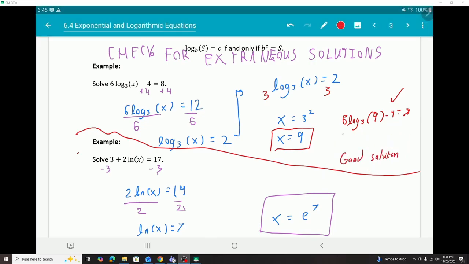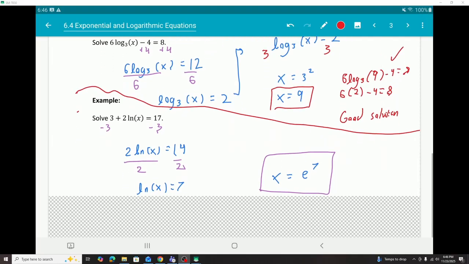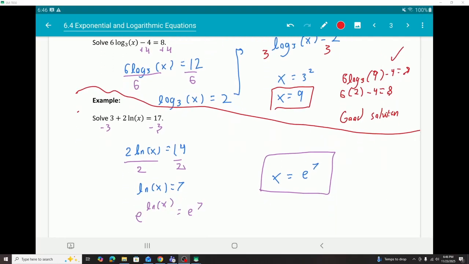And just to be 100% sure, what's happening is 6 times 2 minus 4 equals 8. You can check the numbers match, but as long as you can plug into the log, it'll be okay. Same thing down here. I have x equals e to the 7. So I say 3 plus 2 natural log of e to the 7 equals 3 plus 2 times natural log and e cancel equals 17. So that's a good solution.